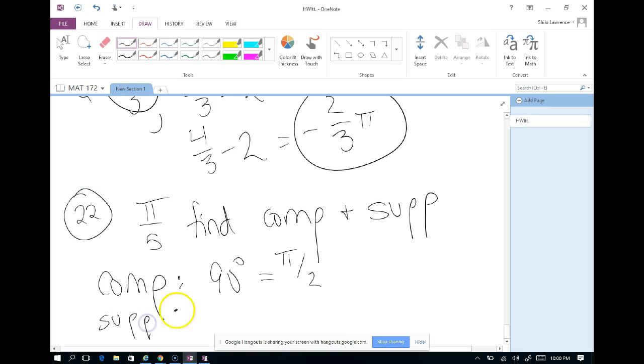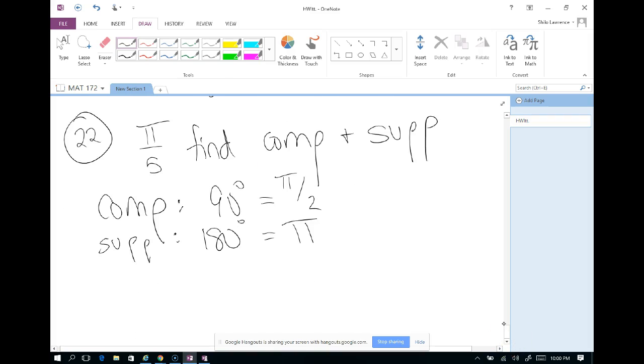Supplementary angles add up to 180. 180 degrees is equivalent to pi radians. So two angles in radians are supplementary if they add up to pi. So we're trying to figure out what angle is complementary and supplementary to pi over 5.